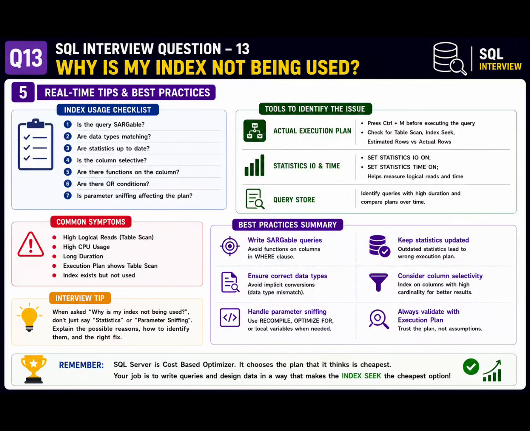I hope you understand why SQL Server sometimes ignores an index. Remember, simply creating an index does not guarantee that SQL Server will use it. So writing efficient queries, maintaining statistics and analyzing execution plans are the keys to query optimization.